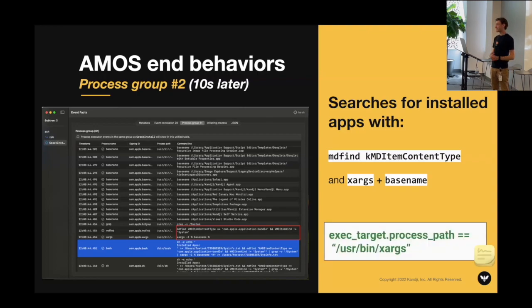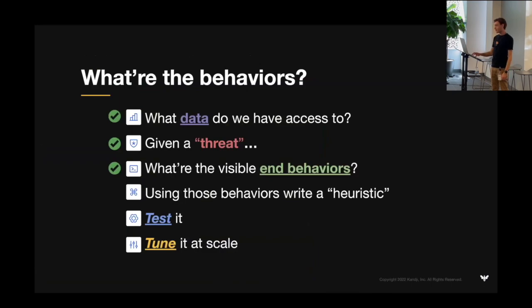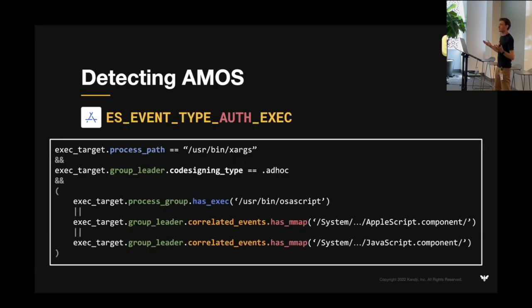Why is all this activity happening together? We could probably make a heuristic for this, right? So let's note that. Okay, so we know the end behaviors, we have our threat, we know what data we have access to. Let's go ahead and offer something up.